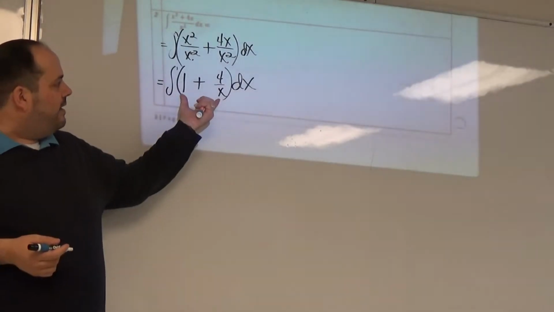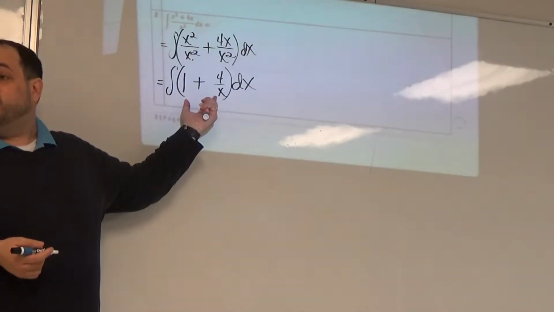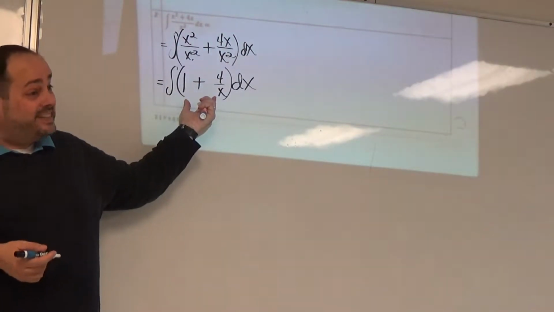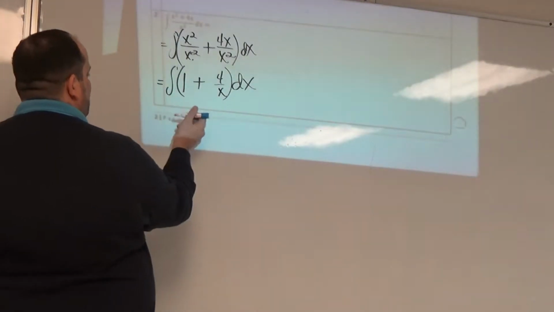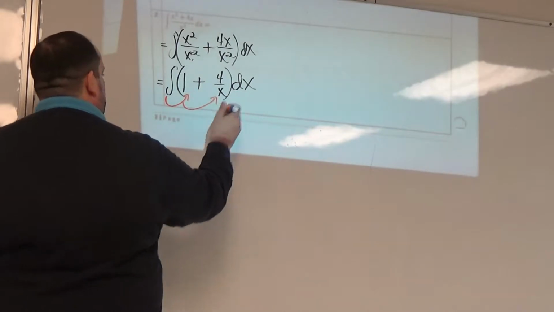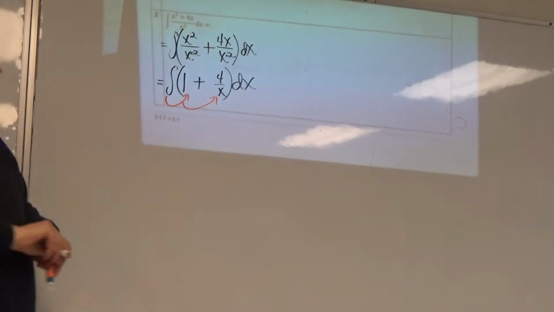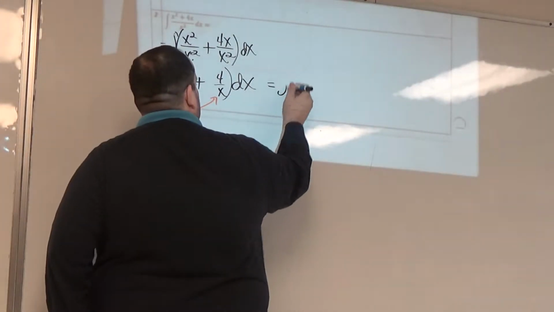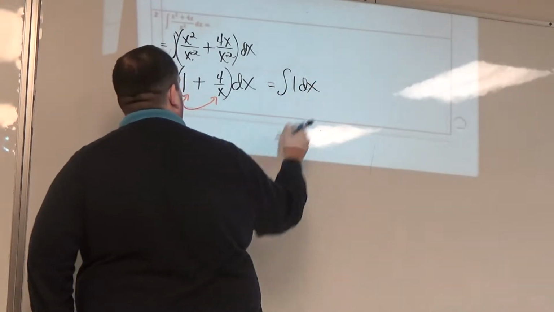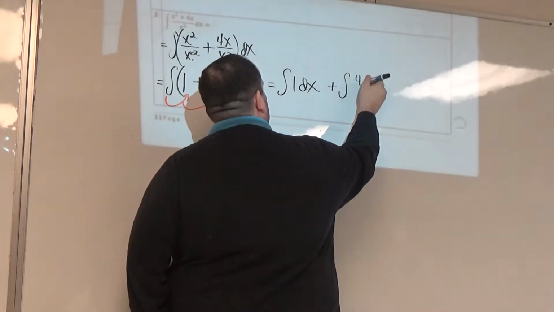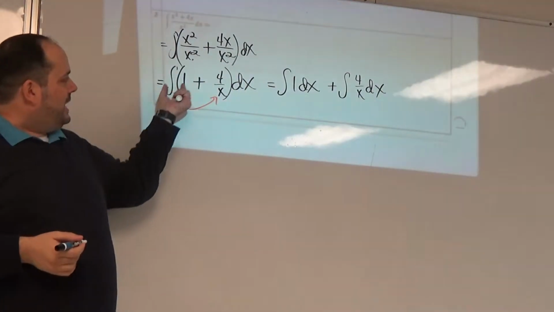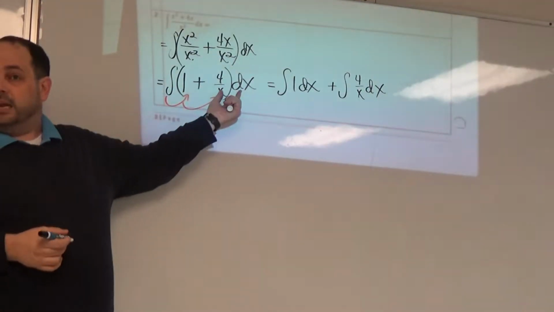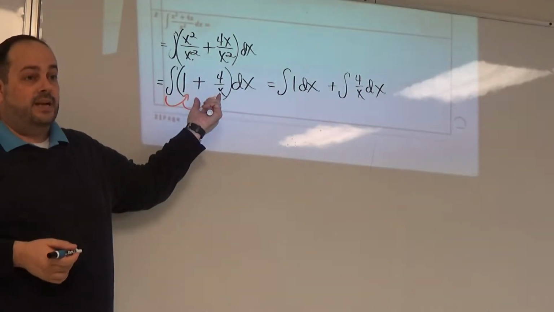Now, one of the other things that we can do with integrals, the really nice thing, is that you can distribute. We've talked about taking the integral and you can distribute if it's just addition. You're basically saying, let me break this into 2 parts. The antiderivative of 1 with respect to x plus the antiderivative of 4 over x with respect to x. I'm going to integrate this piece, I'm going to integrate this piece, and I'm going to add them together.